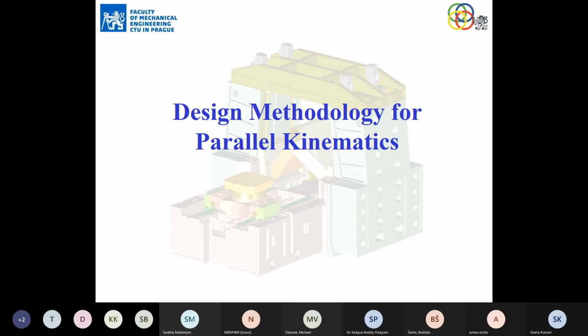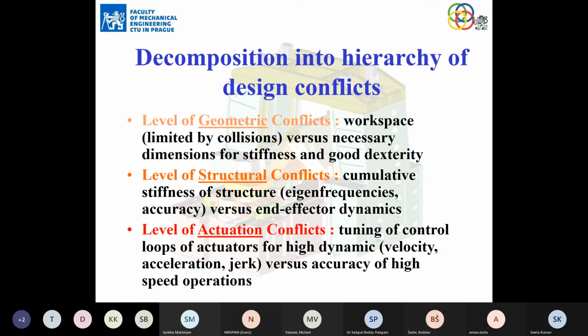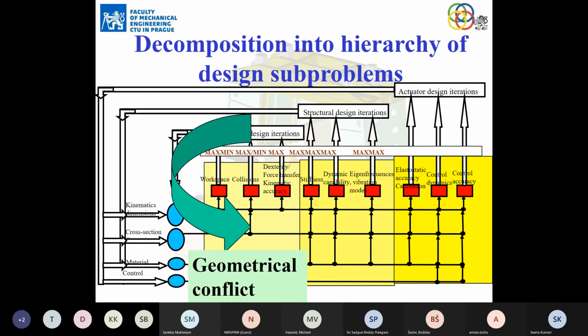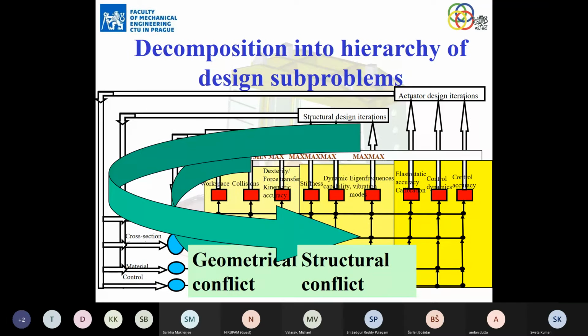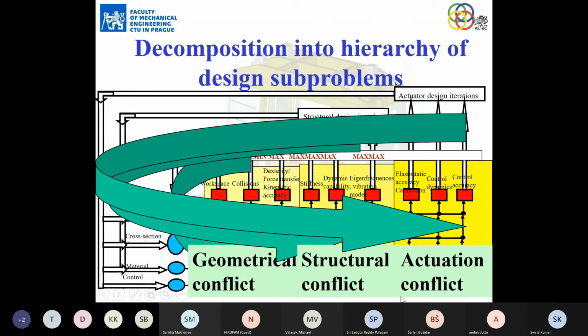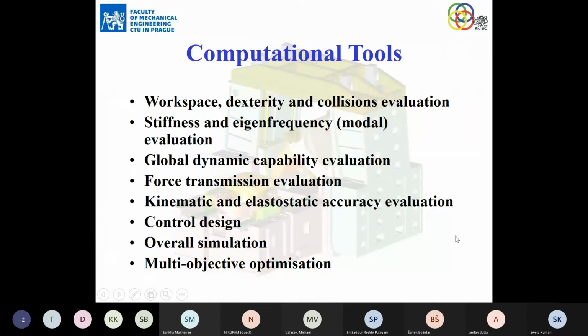So from the middle of the design, we are returning to the freedom of designing. Design methodology for parallel kinematic machines is based, now we are speaking about geometry conflict, structure conflict, and actuation conflict in hierarchy. What I have shown before is how it is really done: the previous step is fixed, then on top of that the next step is optimized or solved, and so on. And only in fewer cases you must return back.